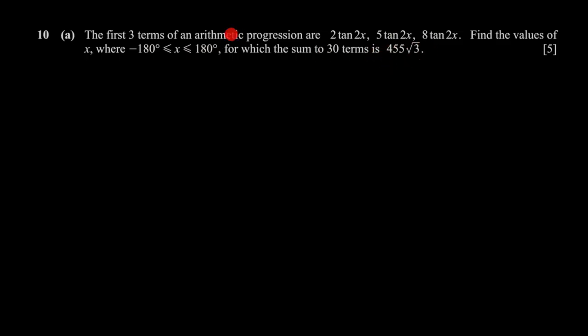Okay, if it's an arithmetic progression, it means we're adding each time. So there is a common difference. What's the common difference? Well, if I go from 2 tan 2x to 5 tan 2x, that means I've added 3 tan 2x. So the most important thing is to state that the common difference here is 3 tan 2x. And the first term a is equal to 2 tan 2x.